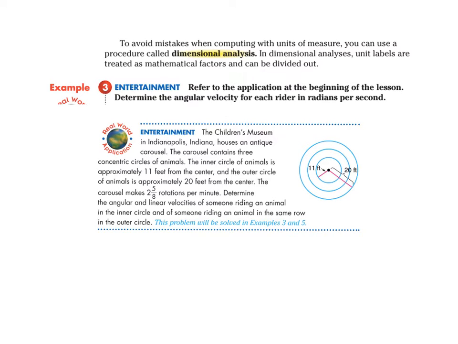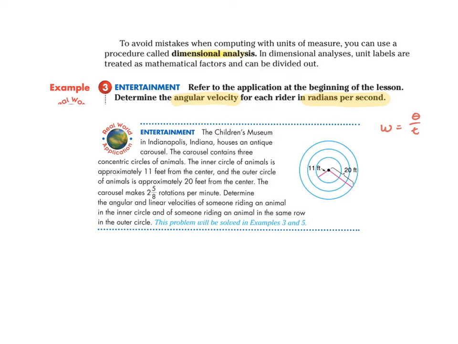In example 3, we're going to refer to the application below, which came from the beginning of the reading, and we're going to determine the angular velocity in radians per second. So keep in mind that our answer needs to be in radians per second, and we're computing angular velocity. So first of all, let me remind you that angular velocity, which is omega, equals theta over time, right? Radians per second is what we're shooting for.